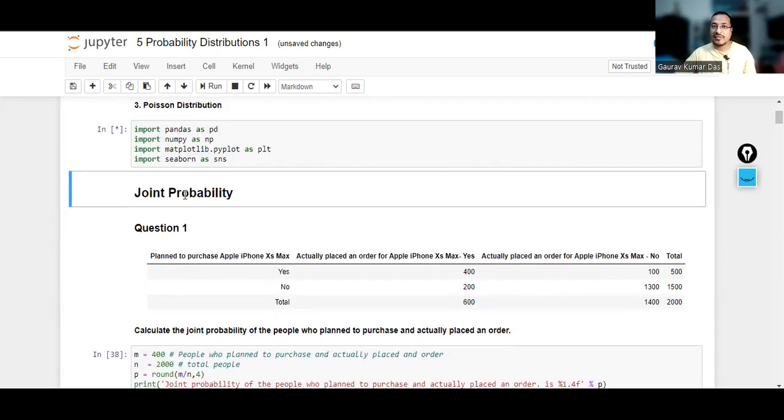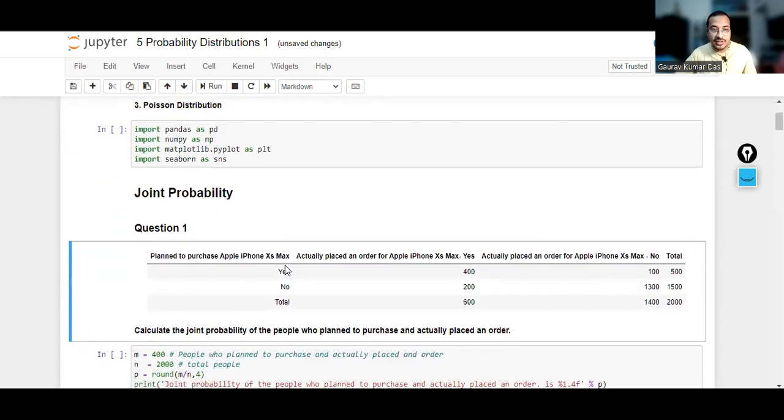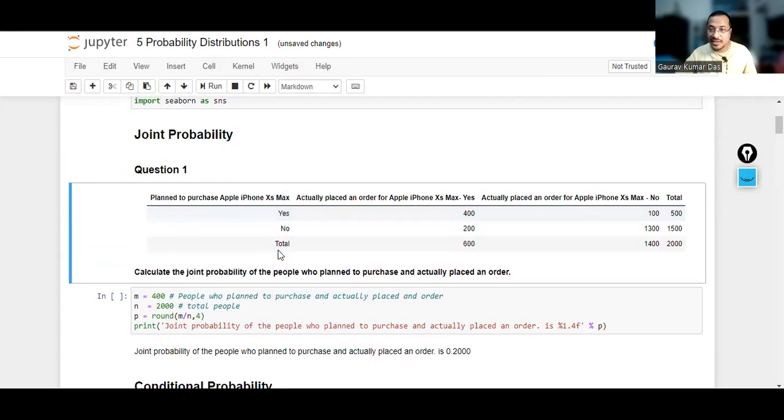Now let's look at the first joint probability. So let's look at the first question. The first question basically gives you a cross table of two attributes: people who have placed an order for Apple iPhone and people who have not placed an order for Apple iPhone, because here the condition is no. So calculate the joint probability of people who plan to purchase and actually placed an order.